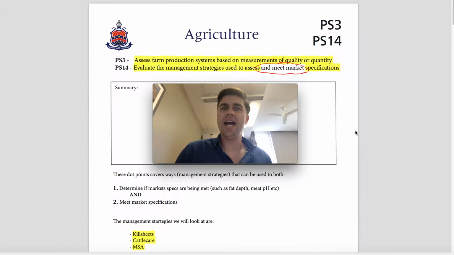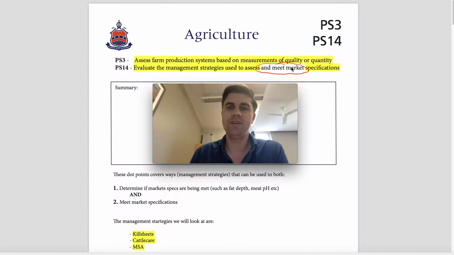Hi, today we're looking at dot points PS3 and PS14. And for these ones, you need to be able to assess farm production systems based on measurements of quality or quantity and evaluate management strategies used to assess and then meet market specifications.